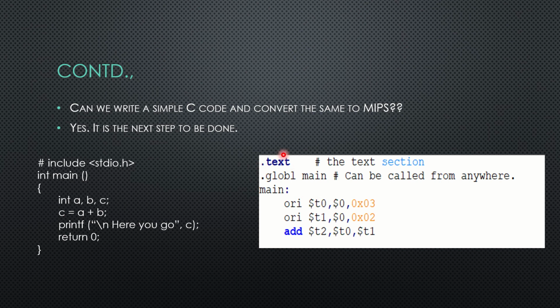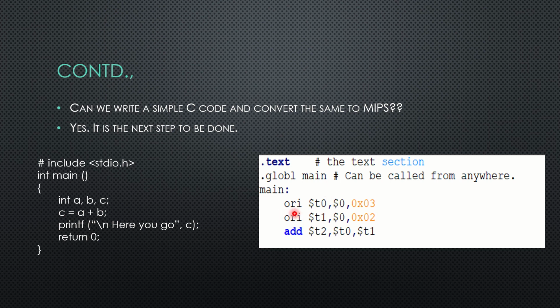The first one in the code is .text. This is the text section. .global main. Now this main can be called from anywhere. This is what you need to understand. This main is global. Now what I'm going to do is assign two values to two different registers. I have got T0 as one of the registers and T1 as another register, and T0 and T1 are used because they are called temporary registers, and they can be used for all temporary operations.